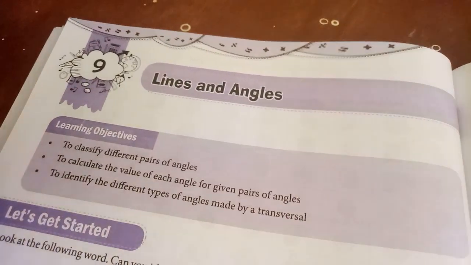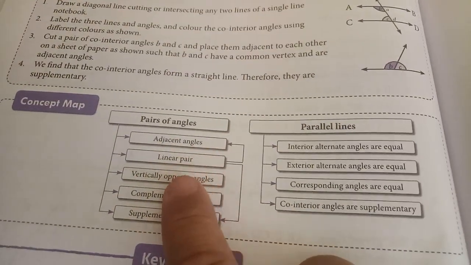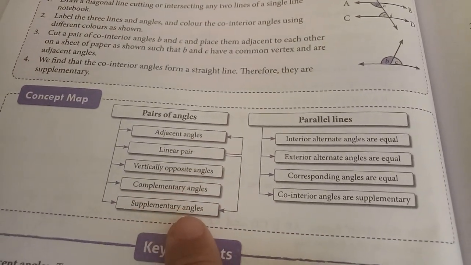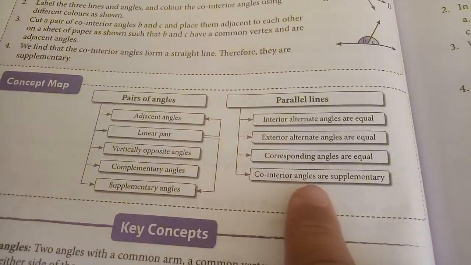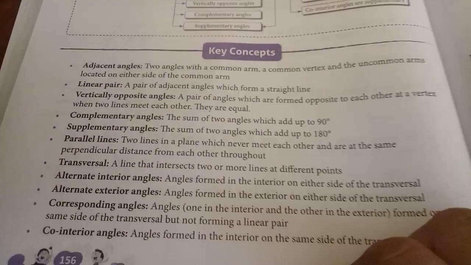Chapter 9, Lines and Angles. Pair of angles: adjacent angle, linear pair, vertically opposite angle, complementary angle, supplementary angle. Parallel lines: interior alternate angle, exterior alternate angle, corresponding angle, co-interior angle supplementary.